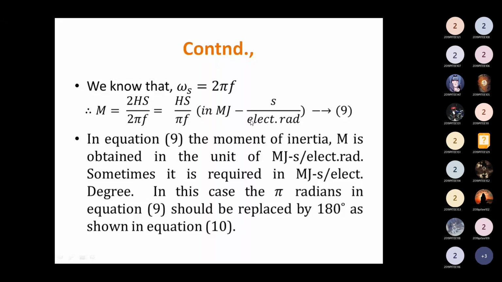In case of degrees, I have to replace pi by 180. Correct. If I need degrees, it is enough to substitute 180 in place of pi in the 9th equation. Yes, I have substituted here. M is equal to HS by 180 F in megajoule seconds per electrical degree.